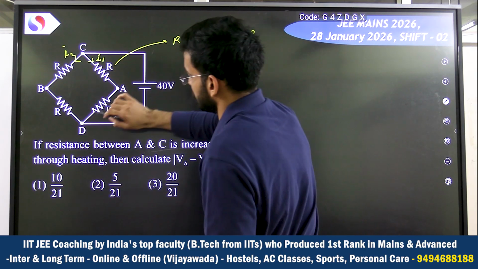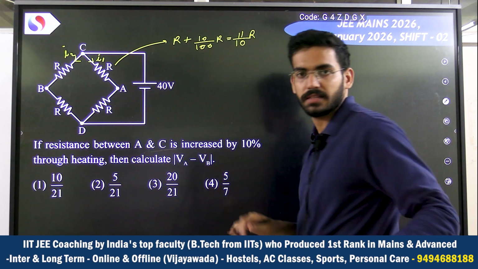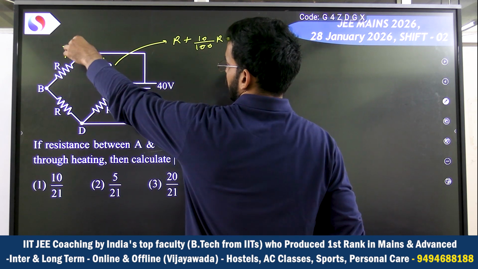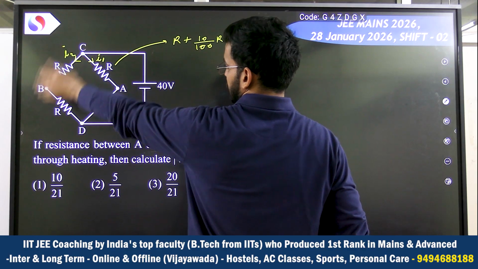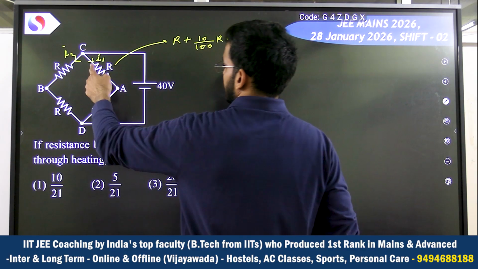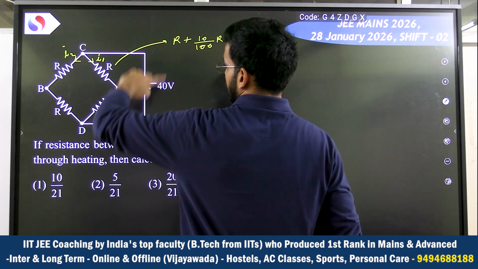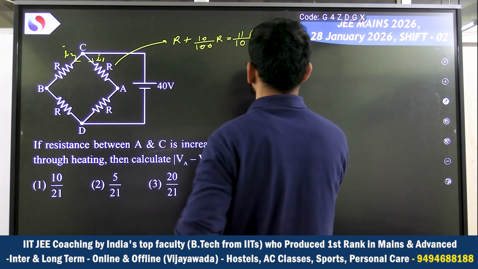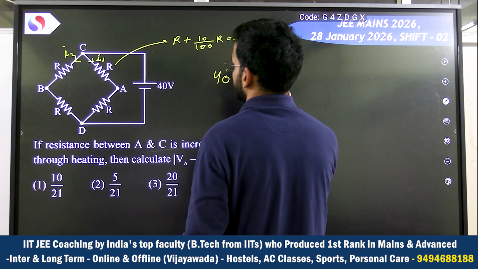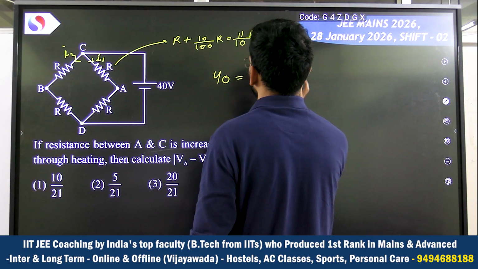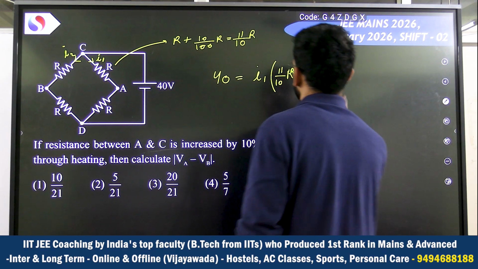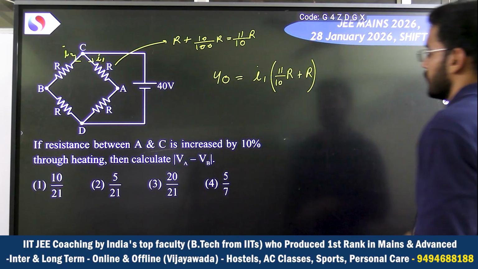So these two are in series. I am solving directly, not combining them, solving for current, then dividing the current and then going for voltage. I don't prefer that way. Here, directly, these two are in series, provided 40 volt. So what will you go for? V equals IR. I1 into R, where R is 11 by 10 R plus R. So that will be your I1.